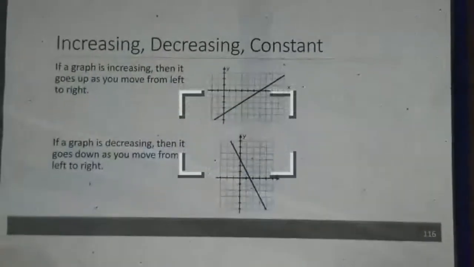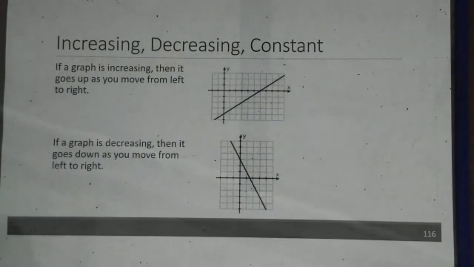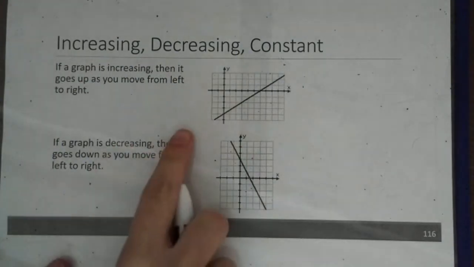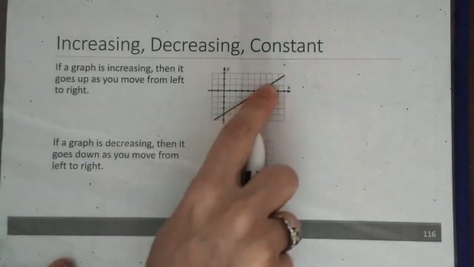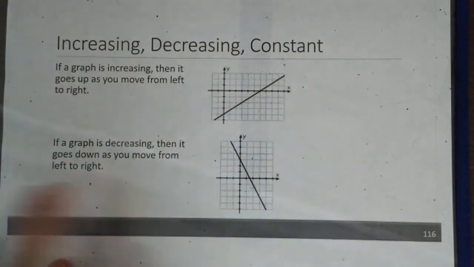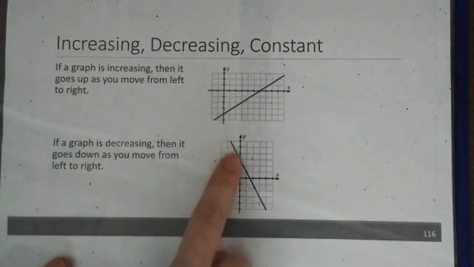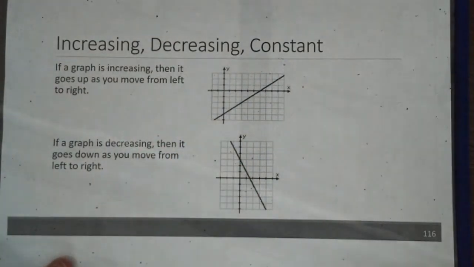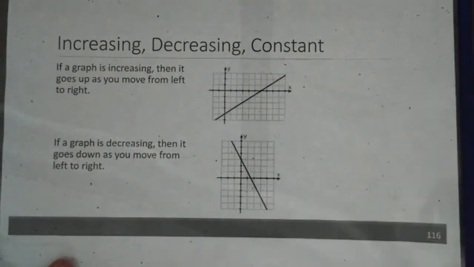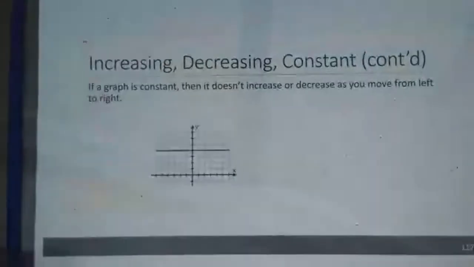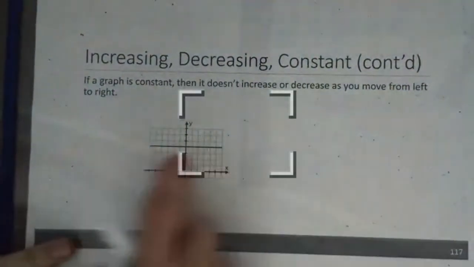We're going to continue talking about graphs. We're going to first talk about increasing, decreasing, and constant. So we're going to read graphs from left to right, just like we would read a book. So as we move from left to right, if your graph is going up, then it's increasing. As you're moving from left to right, if it's going down, then it's decreasing. And then constant means you're not going up or down, so you're sitting horizontal.